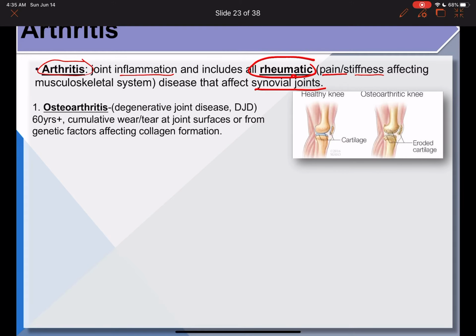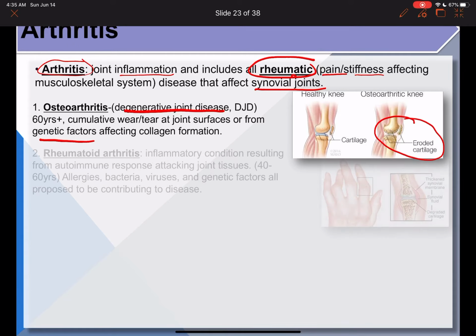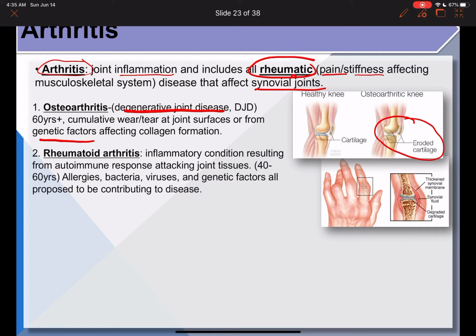So osteoarthritis is a type of degenerative joint disease known as DJD that happens to people over 60 years of age, and it's just due to cumulative wear and tear at the joint surfaces, or it can result from genetic factors affecting collagen formation that can lead to eroded cartilage just like that. Rheumatoid arthritis then is actually an inflammatory condition from an autoimmune response.